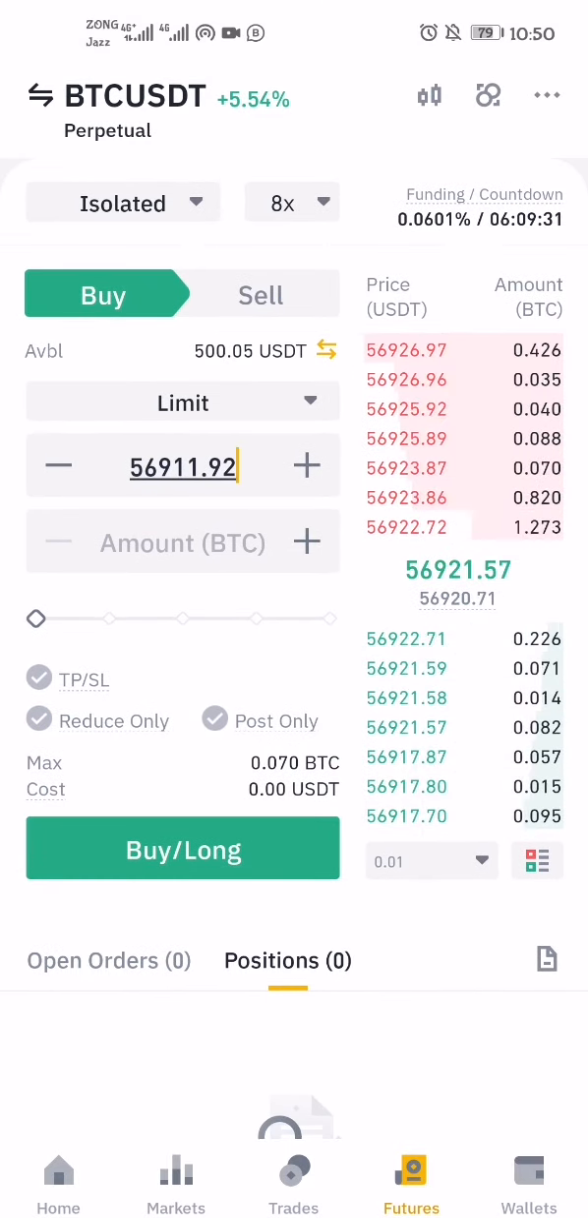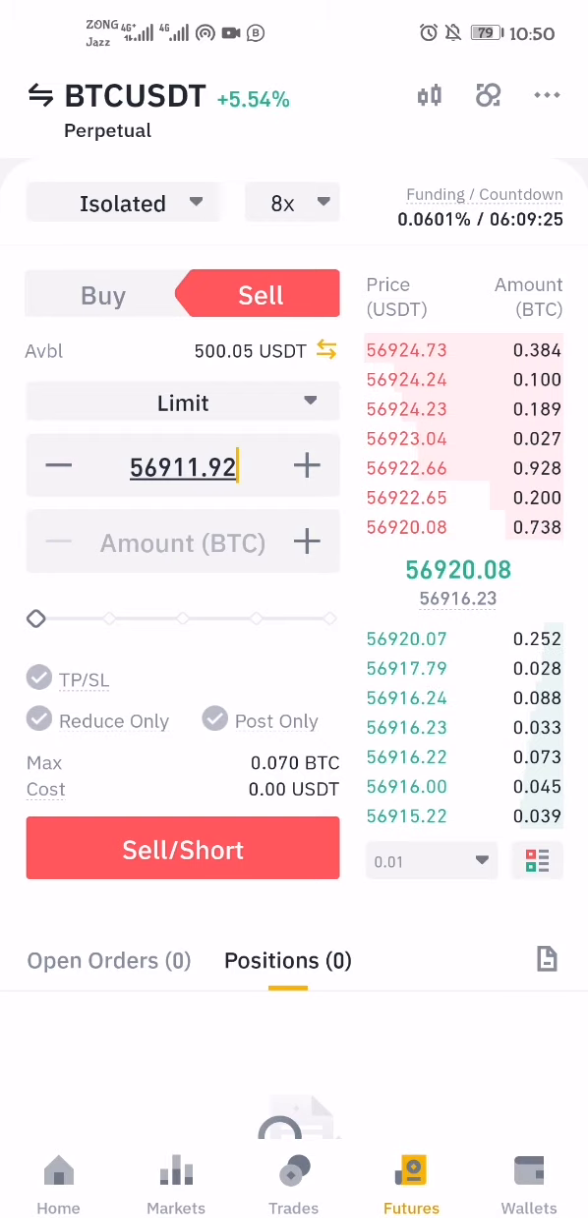If you long something and the price rises from your buying price, you will get profit. If you short, and the price goes down lower than your selling or short point, you will get profit.